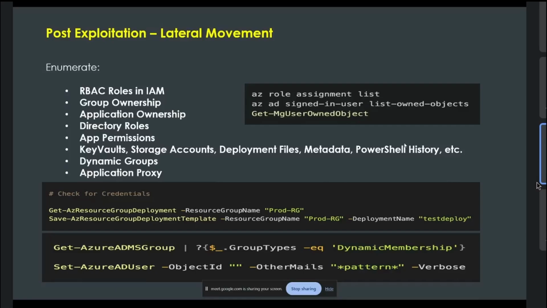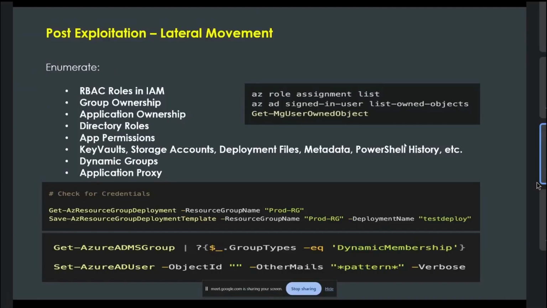The attacker can add himself to the group, and whatever privileges that group has, the attacker can start using them. In this example, if the attacker has the Key Vault admin group permission, he can access the key vault. This is one scenario.